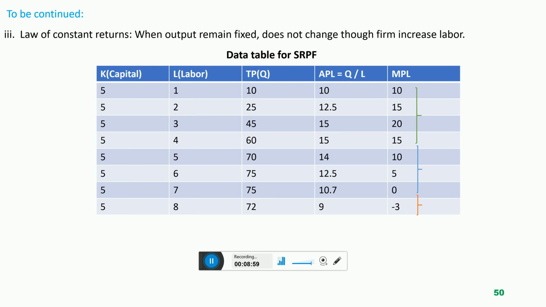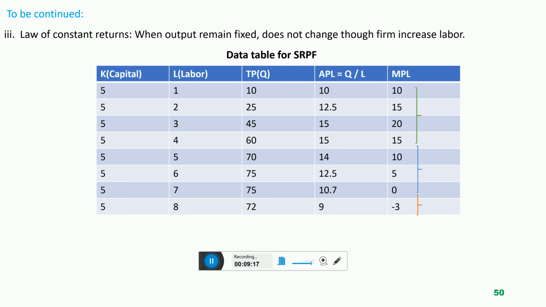Why is this a good stage of production? This is very clear. Now look here: in the first stage of production, the maximum output was 60 units. But in the second stage, the maximum output is 75 units. 75 is more than 60 units, so this is a good stage.